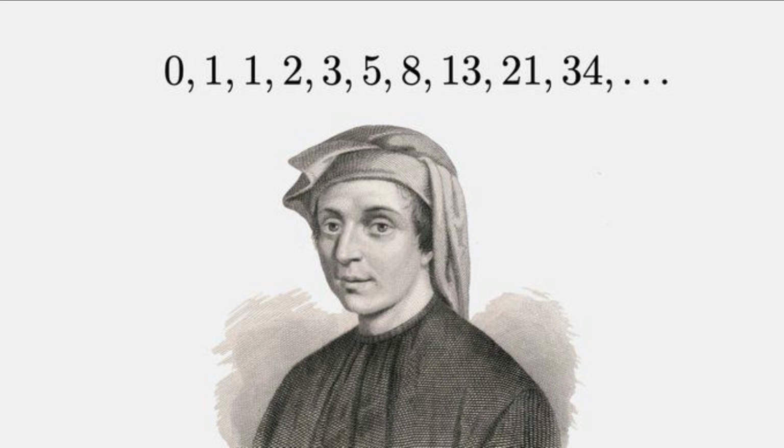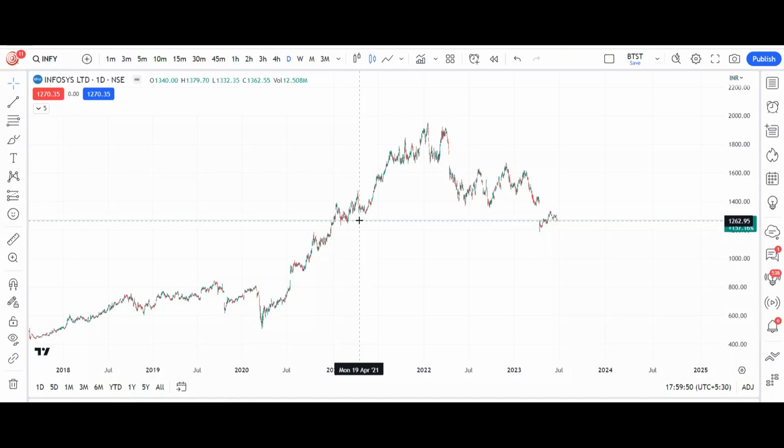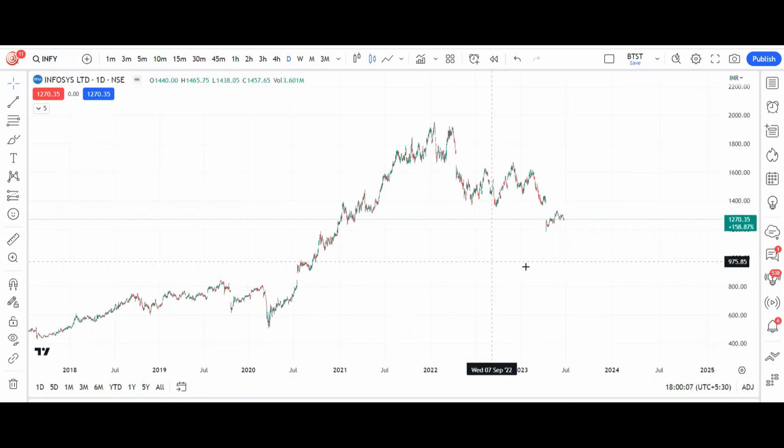Guys, this call is recorded to make you understand how to use Fibonacci retracements and how to use Fibonacci extensions. Right now what I have in front of me is Infosys, and we're going to use that as an example.